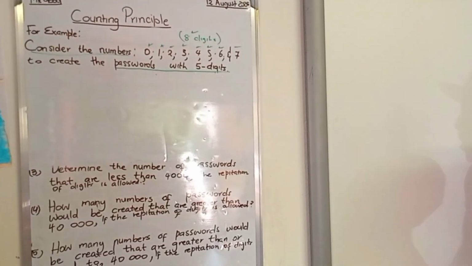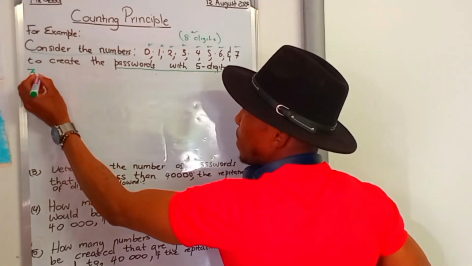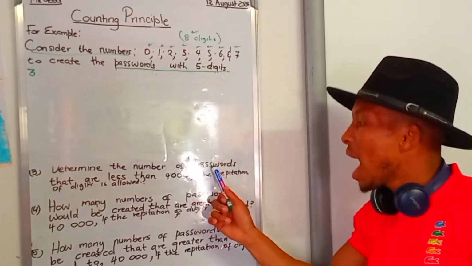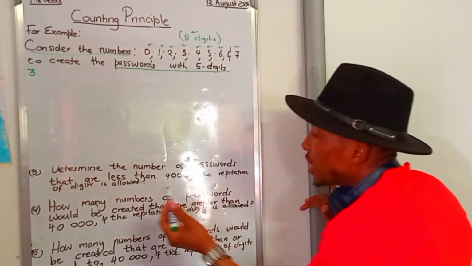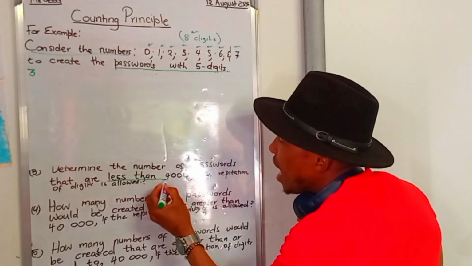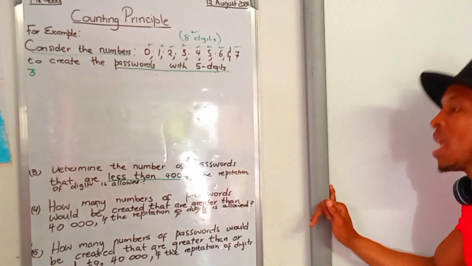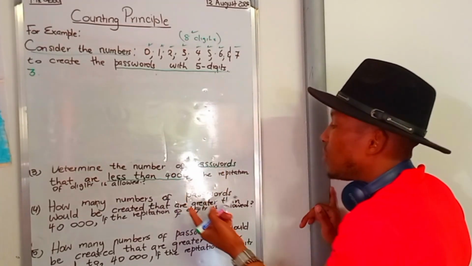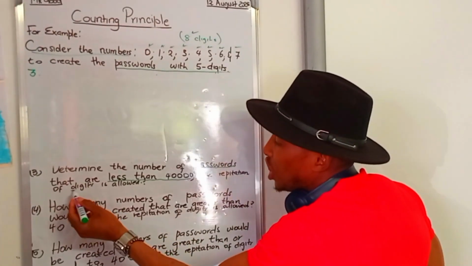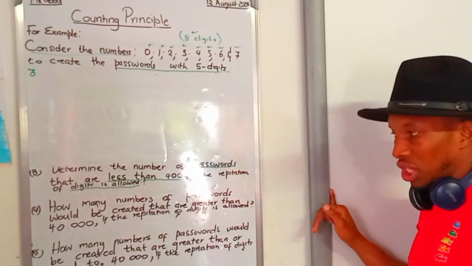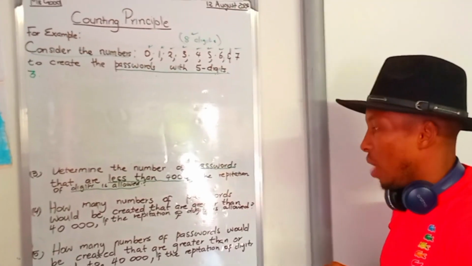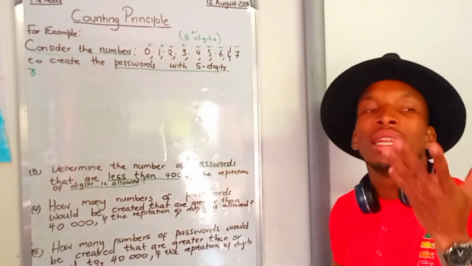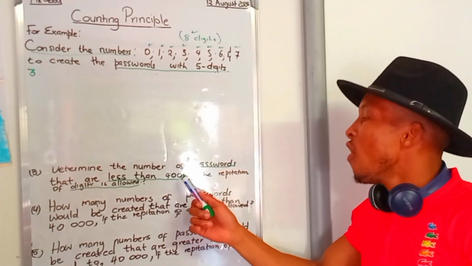All right. Then number 3. Let's look at number 3. Number 3 says: determine the number of passwords that are less than 40,000. Please listen carefully. Determine the number of passwords that are less than 40,000. The repetition of digits is allowed. You see, we have 2 conditions here. We have that the repetition is allowed, and also we are going to look at only the passwords that are less than 40,000.